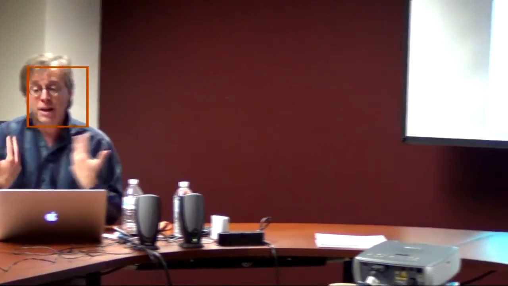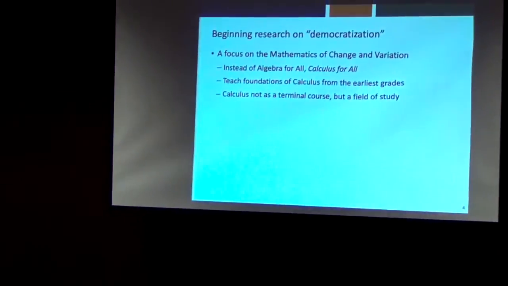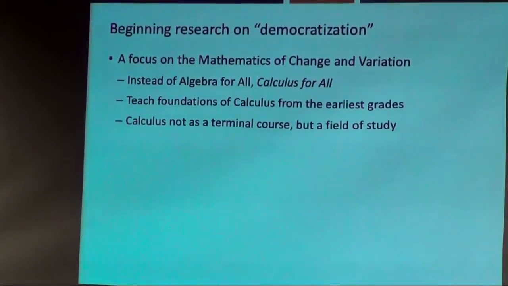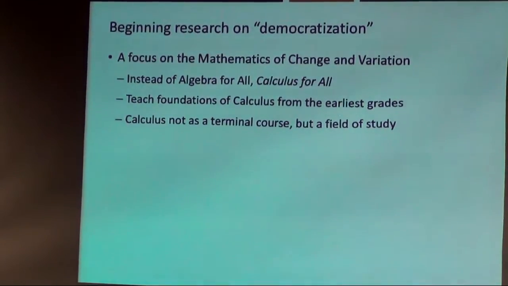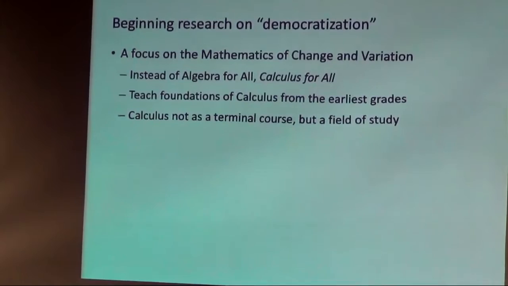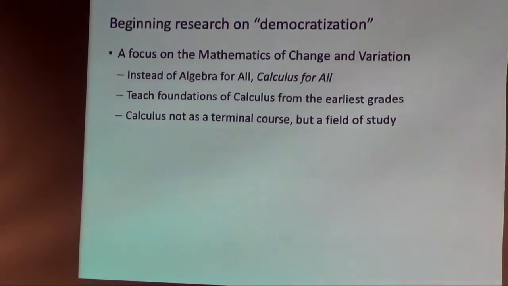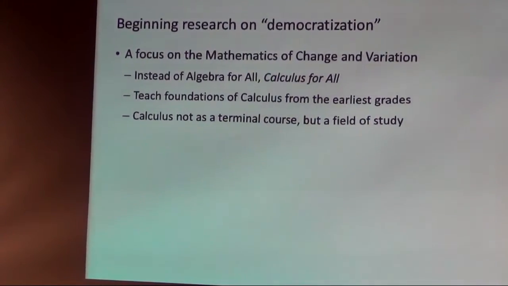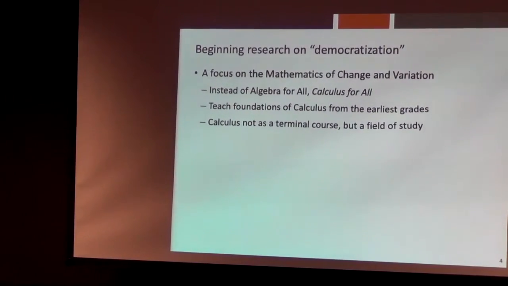So in the beginning research of democratization, and this is my version, maybe Walter will tell us his version, which is probably more accurate later, right? There was really a focus in the mathematics of change and variation. And Jim had this idea of why we're looking at algebra for all, right? And maybe that's a fine thing, but should we really be looking at calculus for all, right? Because this mathematics of change and variation is really important and foundational to both math and science that we're experiencing today. And really, should we be teaching the foundations of calculus from the early grades?